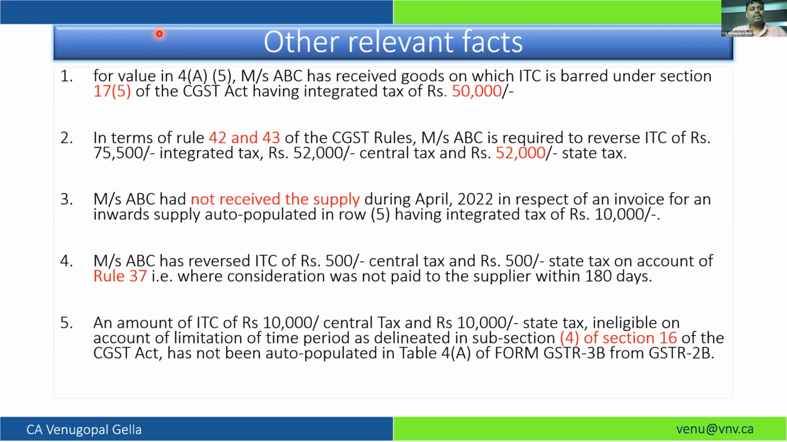Again, this reversal you will be reporting under 4B2 because this is a temporary reversal. The third point, the last point which they have said is, let's say 10,000 rupees is visible in your 2B, but it is marked as 16th of section 4, supplier has filed late. Please note, this will not be auto-populated in 4A of 3B. Even though it is there in 2B, it will not get auto-populated, and let's see where this will be visible.